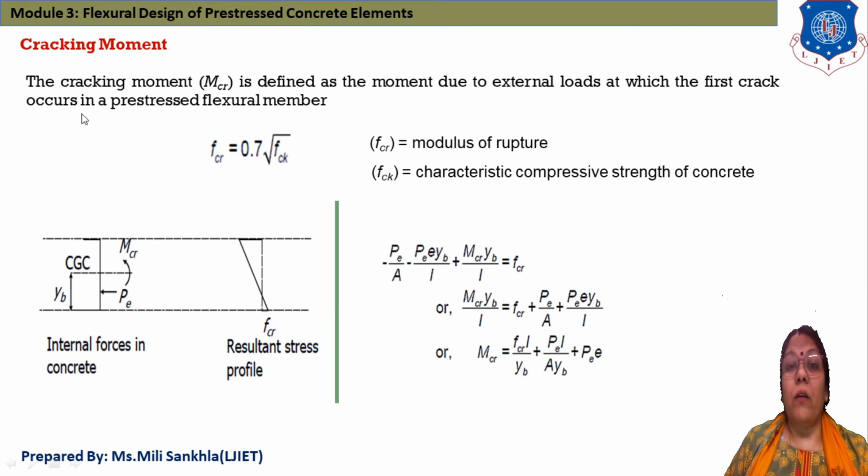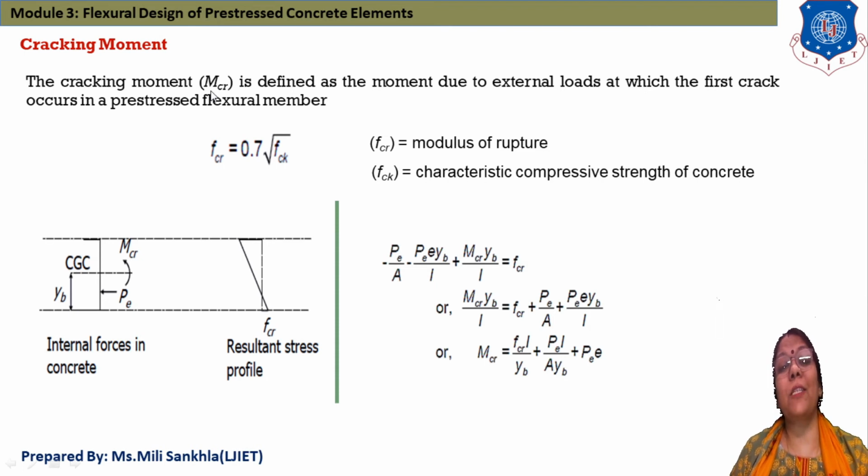Notation of cracking moment is MCR. Now what is the definition of cracking moment, and how will it be induced in our pre-stressed concrete member? Cracking moment is defined as the moment due to external load at which the first crack occurs in a pre-stressed flexural member. Again I am repeating, cracking moment is defined as the moment due to external load at which the member is subjected to first crack, and this is denoted as our cracking moment.